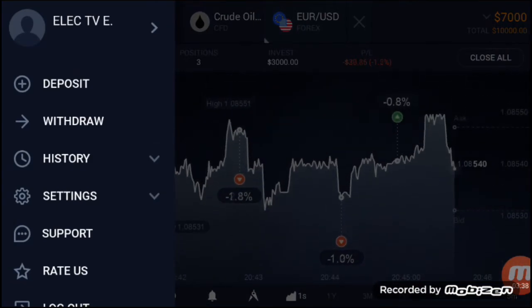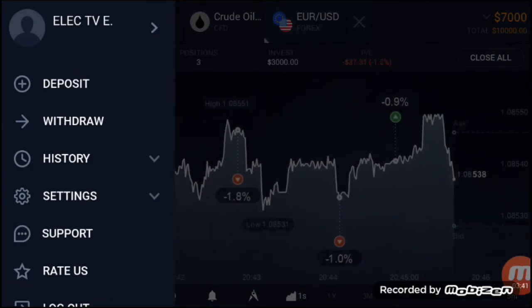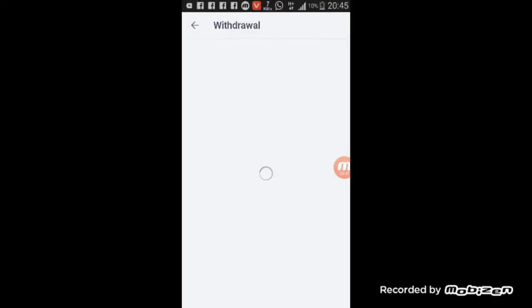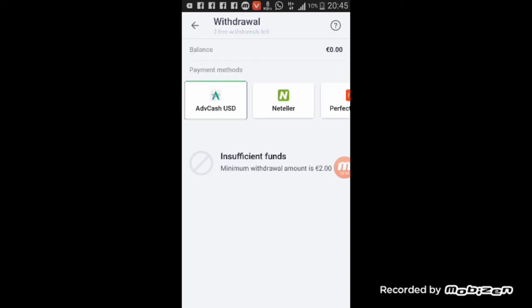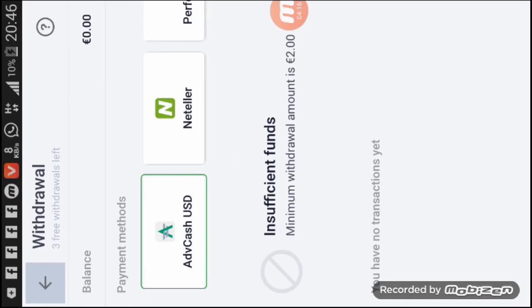And if you want to withdraw, you come here, withdraw. These are the various methods in which you can withdraw. Right now I don't actually have anything in my account. The reason being why the game is still on process.